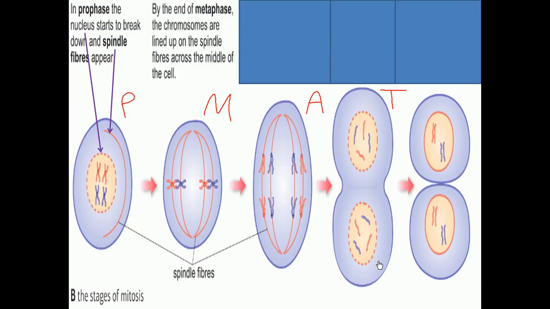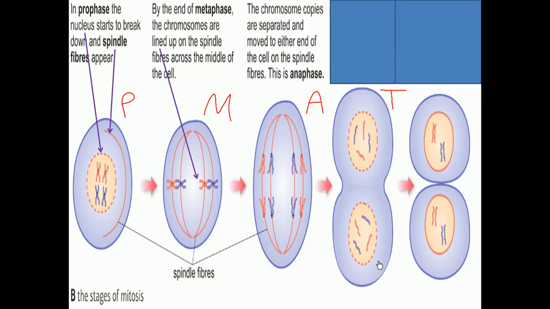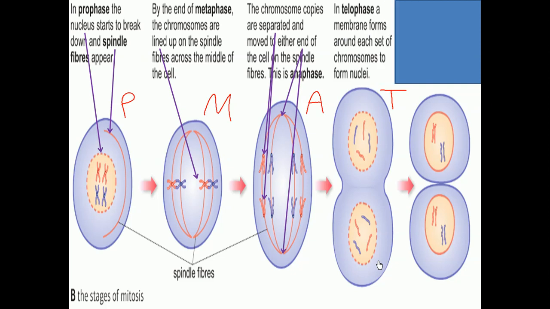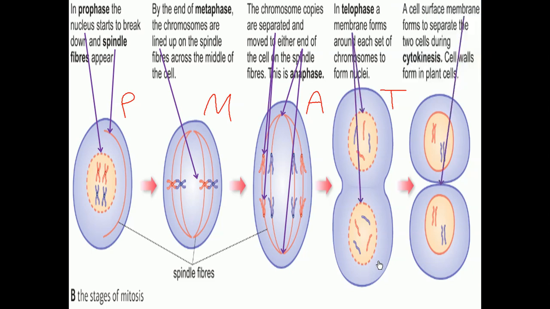After prophase is metaphase, and this is where the replicated chromosomes line up on the equator of the cell. Then during anaphase, the replicated chromosomes separate and move to opposite poles by being pulled by the spindle fibers. And then in telophase, a nuclear membrane forms around each set of chromosomes, separating the nucleus. At the end of mitosis, there is a stage called cytokinesis, and here, a cell membrane forms between both daughter cells to separate the cytoplasm. In addition, for plant cells, there is also the formation of cell walls between the daughter cells.